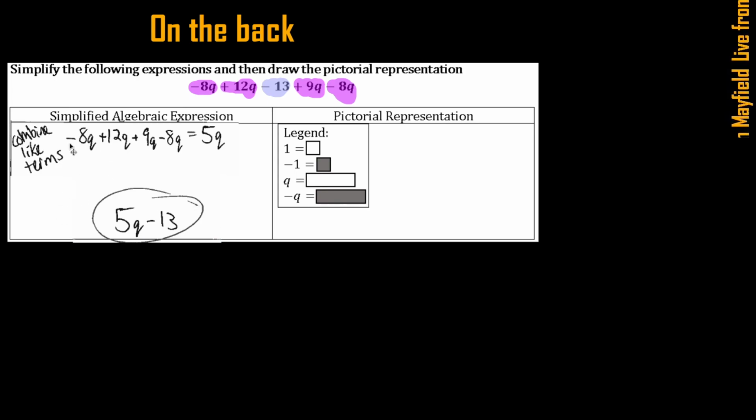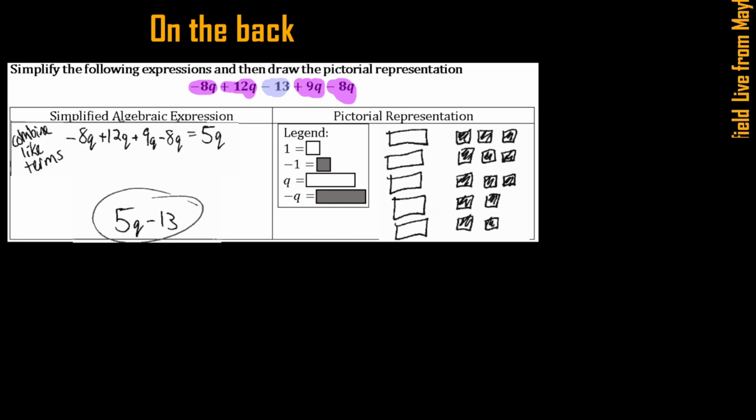Again, if you're able to add and subtract numbers, you can do algebraic expressions. Super simple. Let's draw a picture. So we're saying we want 5 of these positive q's, so I'm going to have 5 of the rectangular bricks here. I'm going to have 13 of the negative ones. So I drew out perfectly drawn rectangles and filled in squares.